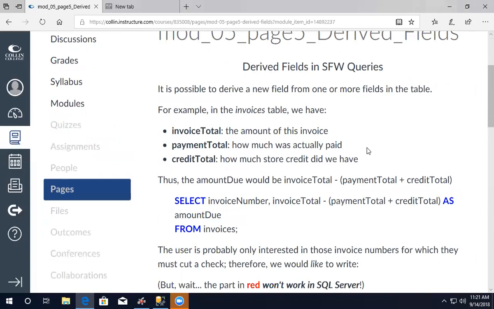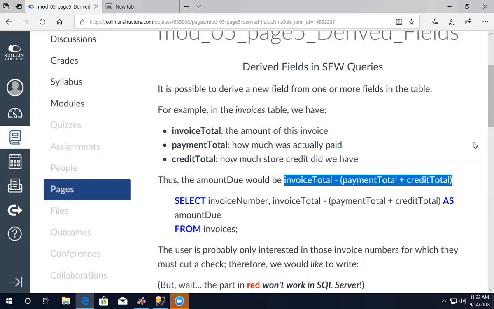Derived fields. In other words, calculated fields, if you like. For example, in the invoice table, we have invoice total, how much, payment total, how much was paid, credit total, how much credit did we have. You might want to take a look at this. It's going to be popping up over and over again through the class. So the amount due, or the payment due, would be invoice total minus the quantity, payment plus credit.